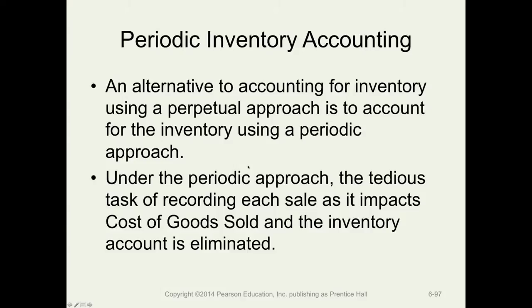Now, again, the alternative approach to perpetual is periodic, and periodic is a lot easier. It's not as tedious. You don't have to record cost of goods sold and gross profit after each sale. Even if it's automated, nonetheless, you do lose information. Periodically, you would count ending inventory and then calculate cost of goods sold, but there's a lack of information in between each period, which could be a month or a year, and therefore it is very difficult to control inventory and manage the business.